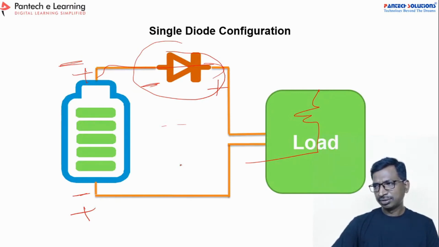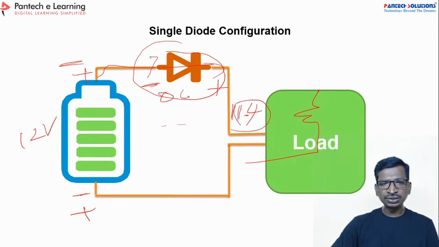So the diode will not conduct in the reverse bias. In that case, the battery and the load will get separated. This is a single diode configuration, and this diode has limitations, so the polarity, voltage, and current need to be calculated. Suppose it is 12 volts, here you may get only 11.4 volts, because the forward voltage drop of 0.6 volt is lost in the diode.